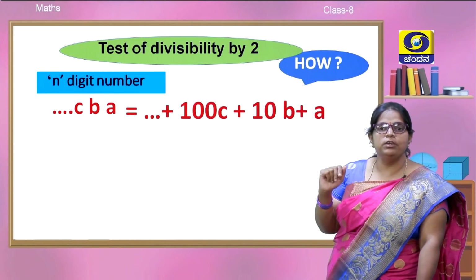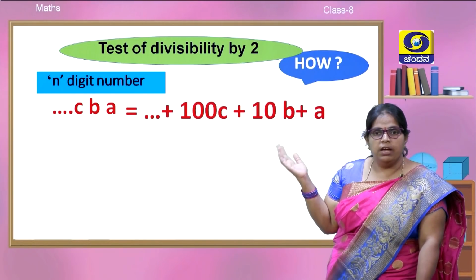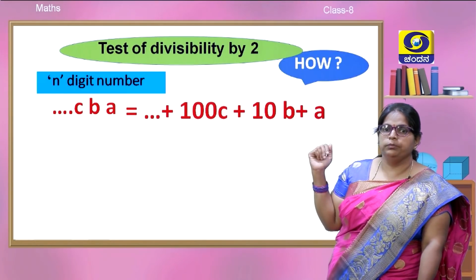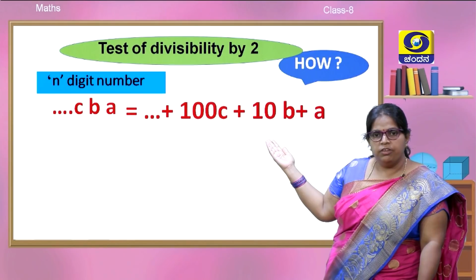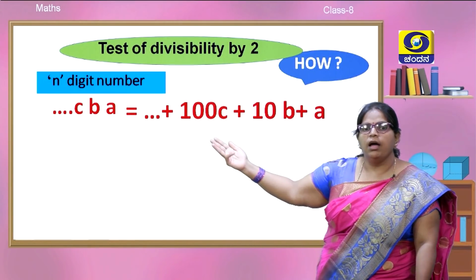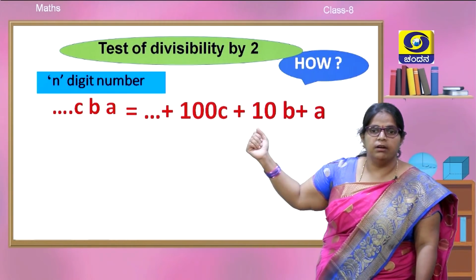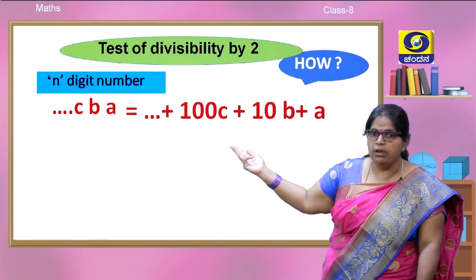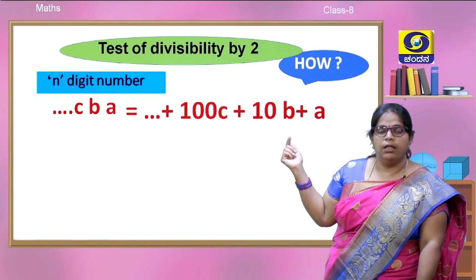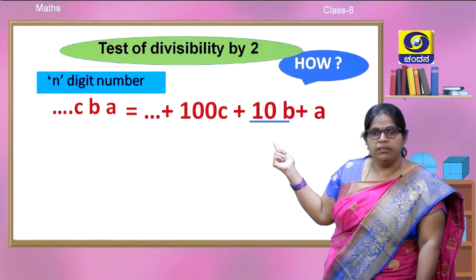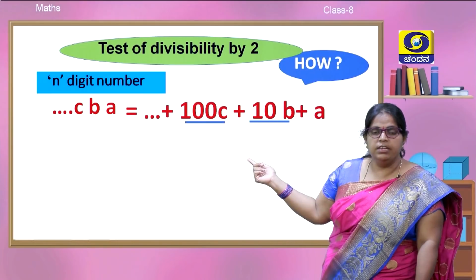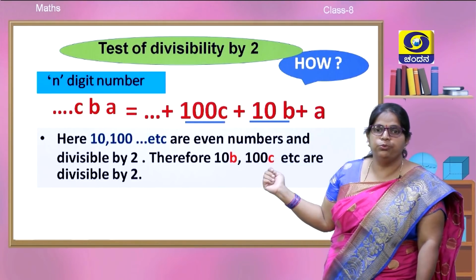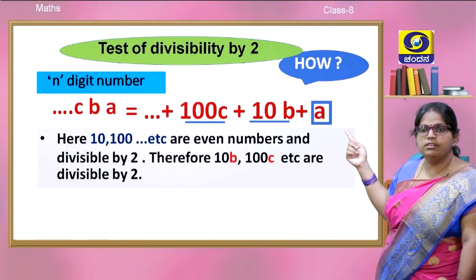They have 0 in the units place. They are even numbers. So, they are all divisible by 2. Here 10, 100 and 1000, etc. These numbers are divisible by 2 because these are all even numbers. Therefore, we can say 10B, 100C and further numbers are divisible by 2. Now we are left with the last term A.